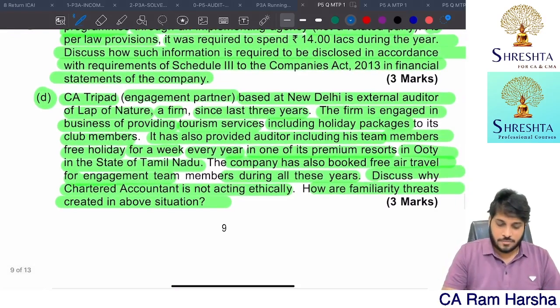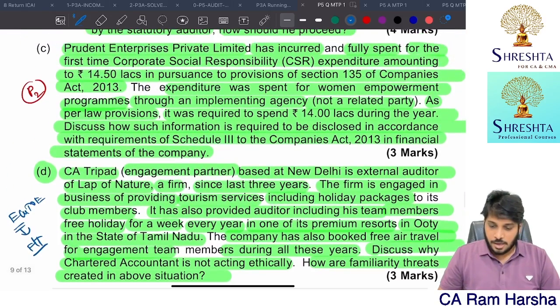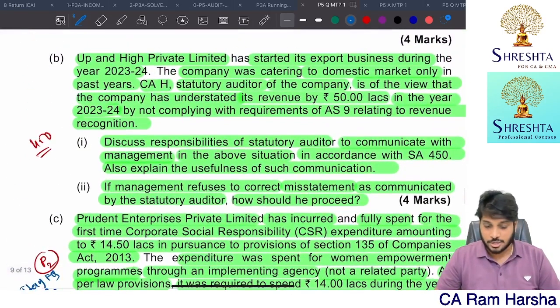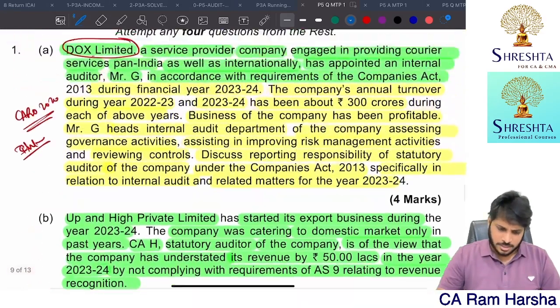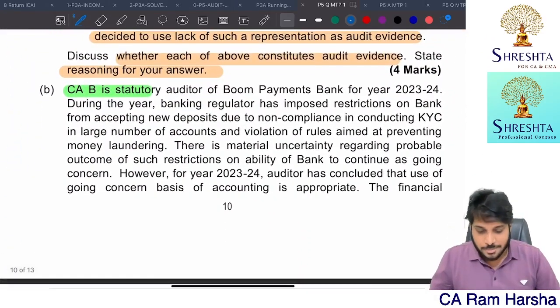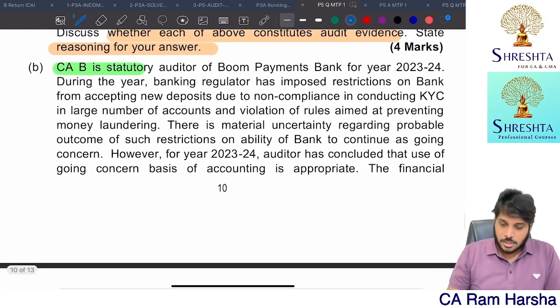And this is, sorry, it is about ethics and terms of engagement. The ethics and terms of engagement chapter is there. Inside that ethics, inside that familiarity threat discussion. And this is obviously items of financial statements, CSR related, disclosure related question. This is of course SA 450, and that's it. So everywhere I'm giving reference so that you can immediately open your book and read.